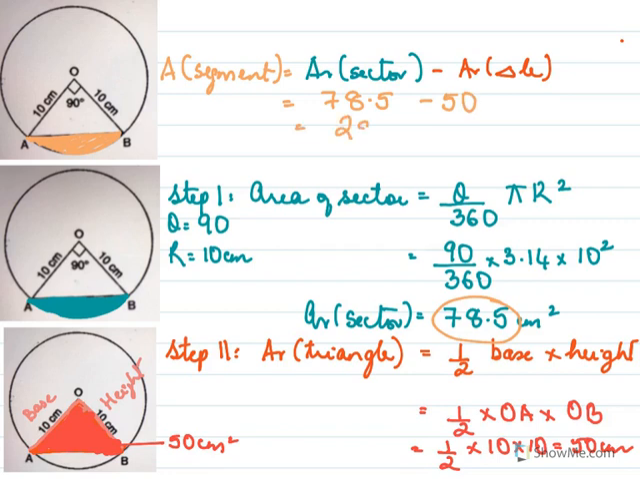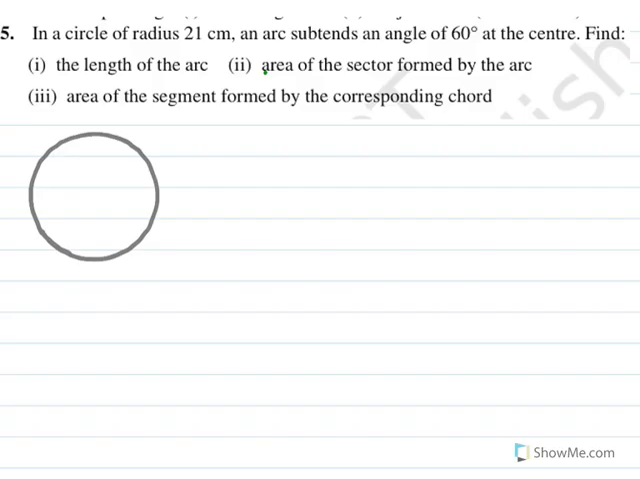And when you subtract, you get 28.5 centimeter square as the area of the segment. So remember, whenever you have to find the area of a segment, you need to find two things. First, find the entire sector using the formula theta by 360 pi r square, and then find the triangle in step 2, and subtract both of them, and you'll get the area of the segment.